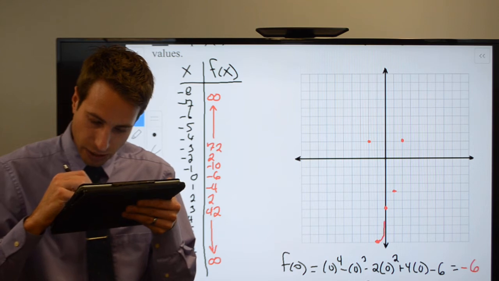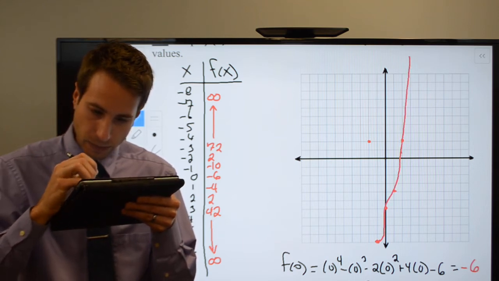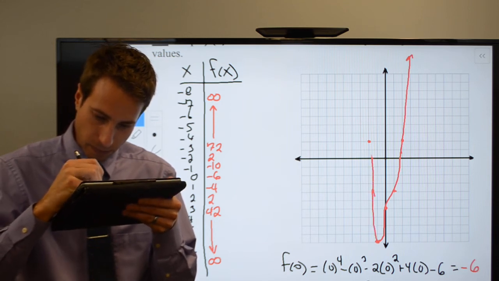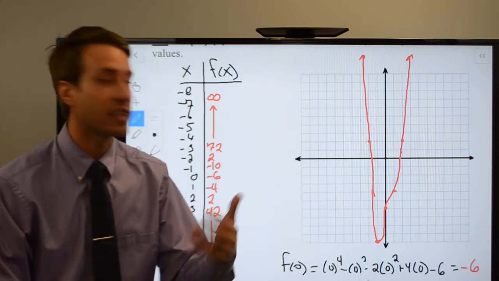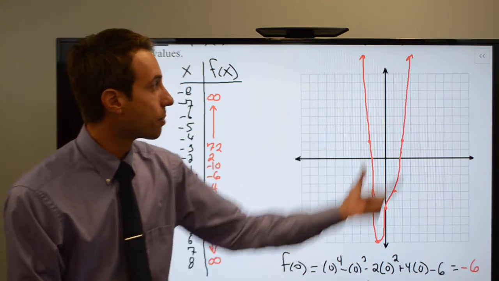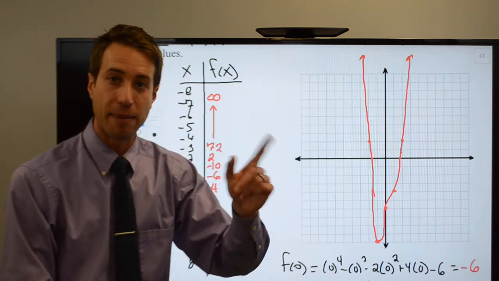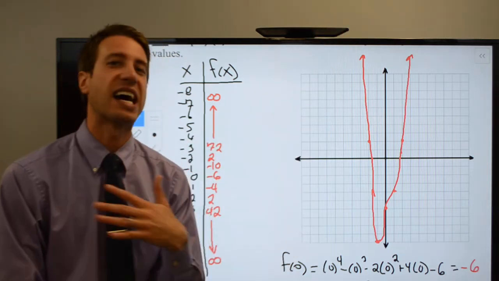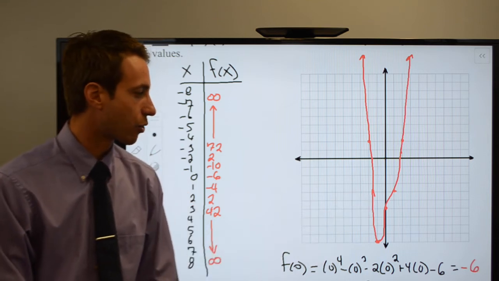So let me just sketch it in real quick. Again, it's a quick sketch. It's a little rough, but you get the idea. Just connect all the points, both ends headed in the same direction. It's even degree, and my leading coefficient was positive, so they both should be going to positive infinity. I have satisfied everything I know about polynomials in order to get this graph.